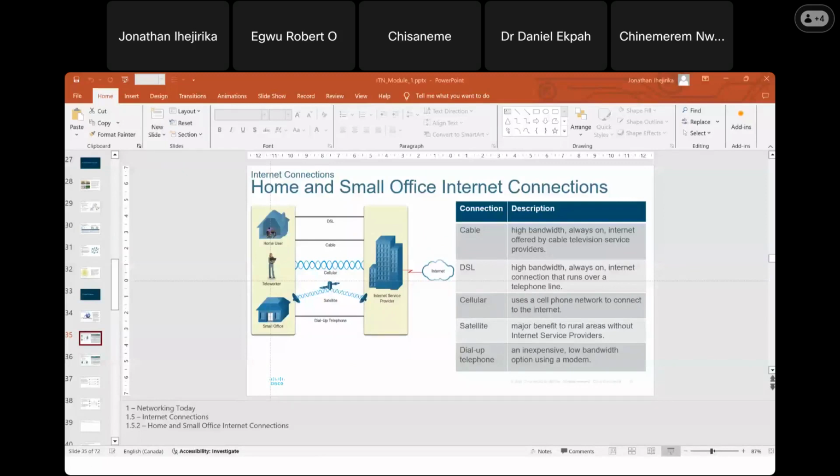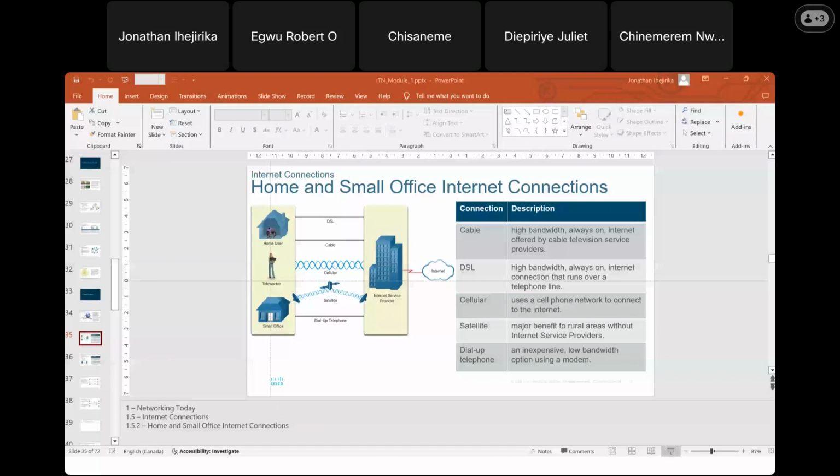So we're talking about the home and small office internet connections, where we talked about kinds of connections and their descriptions. So cable, which you all know, is the number one you all see around. It has high bandwidth and it's always on. It is internet offered by cable television service providers. These are the kinds of cables. And because of this program, we'll see the different kinds of cables and how they are used for different kinds of connection.